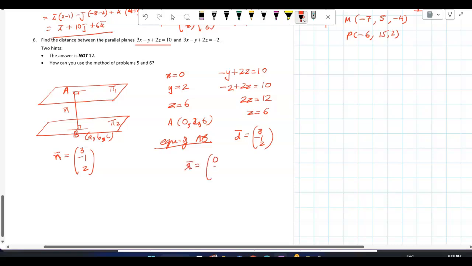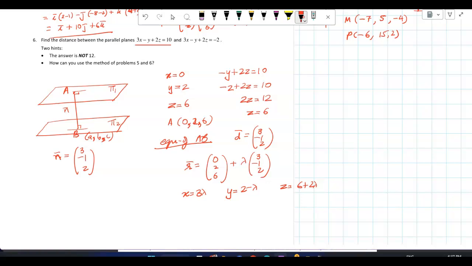So that would be easier. In parametric form, my x is equal to 3 lambda, y is equal to 2 minus lambda, and z is equal to 6 plus 2 lambda. So what is this? This is any point on the line. Now I want the one that corresponds to B, so I assume B to be this.